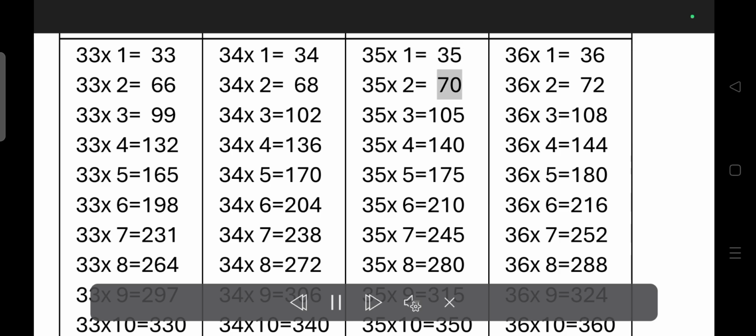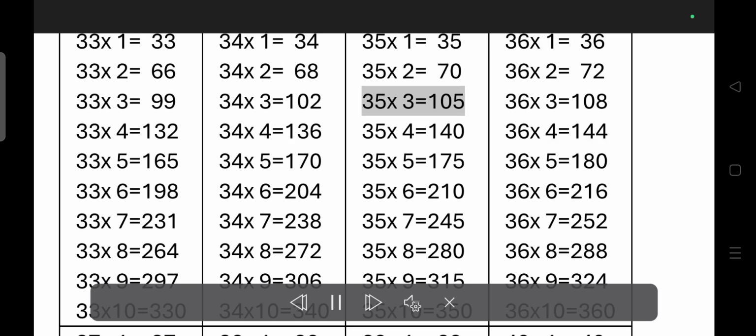35 times 1 is equal to 35. 35 times 2 is equal to 70. 35 times 3 is equal to 105. 35 times 4 is equal to 140. 35 times 5 is equal to 175. 35 times 6 is equal to 210. 35 times 7 is equal to 245. 35 times 8 is equal to 280. 35 times 9 is equal to 315. 35 times 10 is equal to 350.